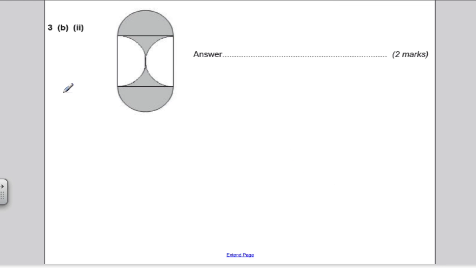And question 3, part B, II, it wants the area of this. Well, just imagine this here, this shaded area here. If I brought that down in here, it would fill it up totally. And if I brought this here up here, it would fill that up totally. And I would be left with simply the area of a square, which is S.